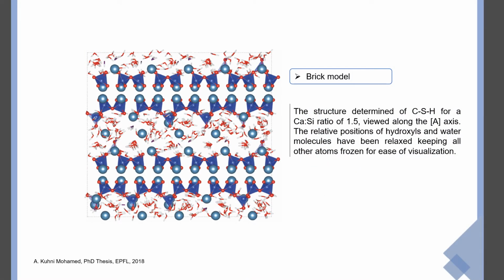CSH has no long-distance order, so most characterization techniques cannot reveal the exact atomistic and nanoscale structure. One of the latest models developed to describe the structure of CSH is the brick model, and in this image you can see a brick unit of CSH with a calcium to silicon ratio of 1.5. The blue spheres are calcium ions, and they are on top of silicate tetrahedra with the 4 small red spheres of oxygen, as well as water, the white and red symbols.